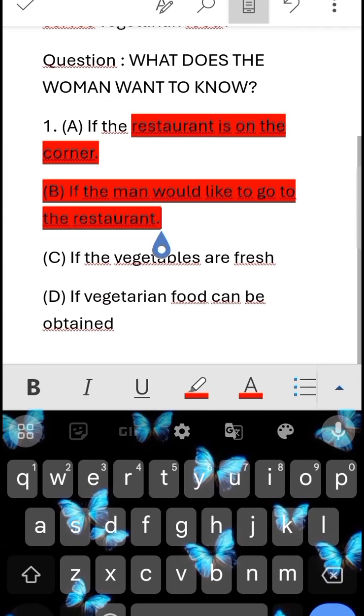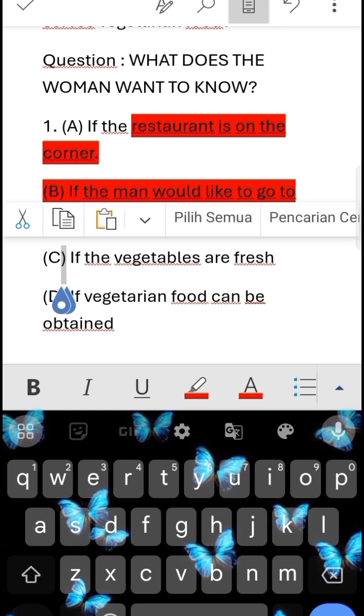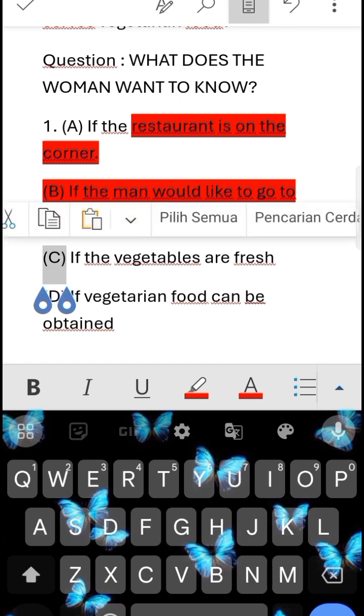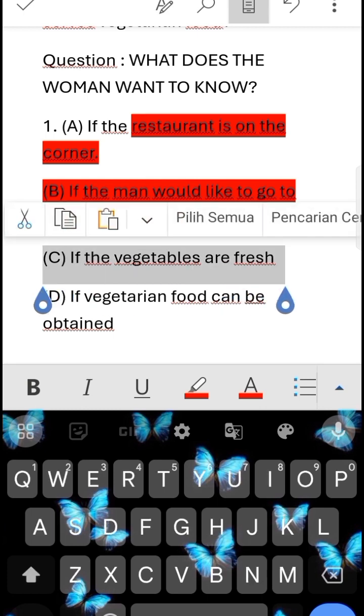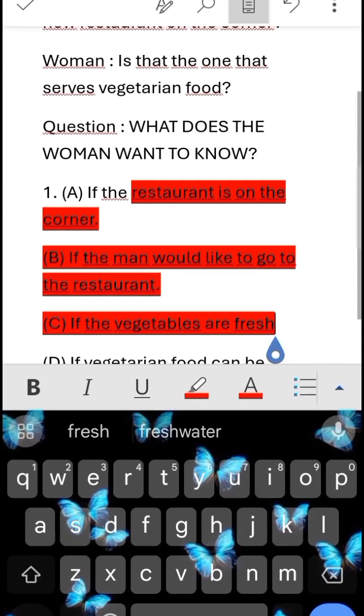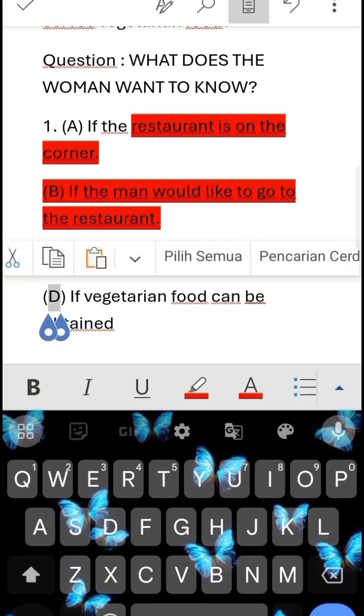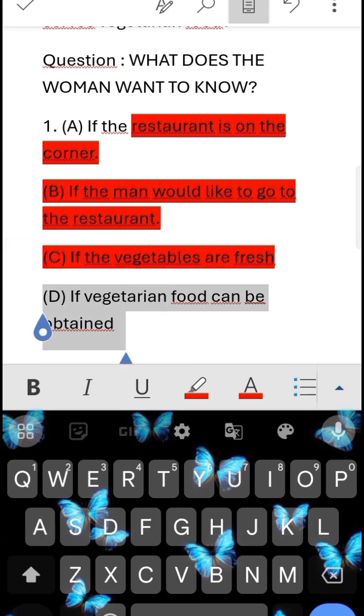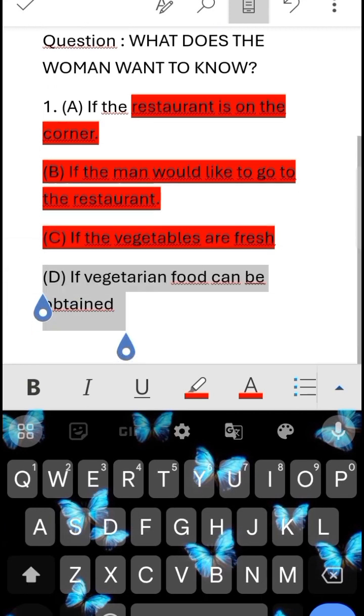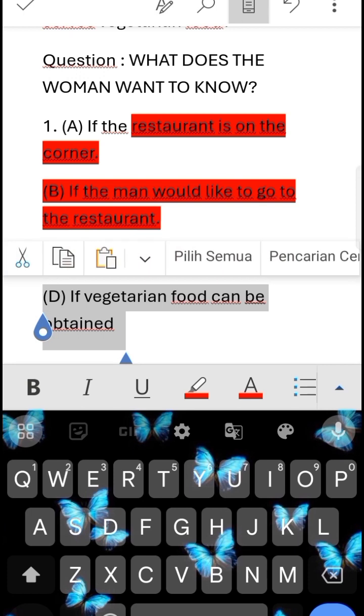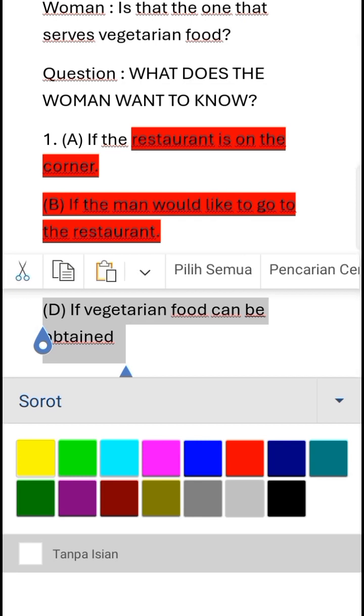At C, indeed, there is the word vegetable in it, but the woman is not talking about fresh vegetables. There is no word fresh in the speakers' lines. And at answer D, speaker 2 said where vegetarian food can be obtained. So the answer is D.